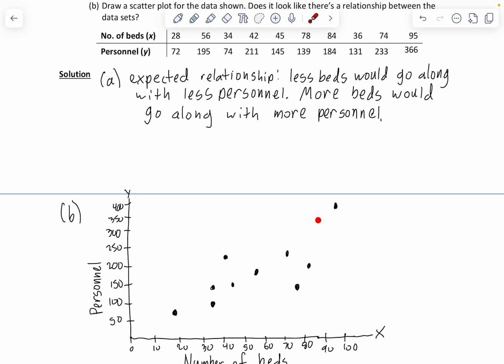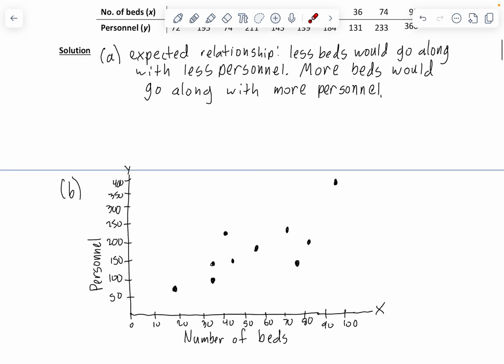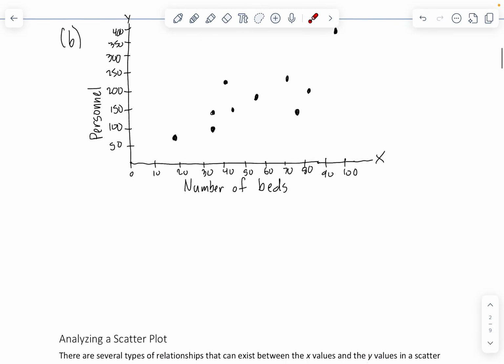You can see a pretty obvious upward trend, which does seem to indicate that as number of beds gets bigger, that generally correlates with larger personnel numbers as well. So it does pretty much confirm our prediction. Lower numbers of beds tend to go with lower numbers of personnel, and higher numbers of beds tend to go with higher numbers of personnel. The scatter plot supports what we would expect to see.